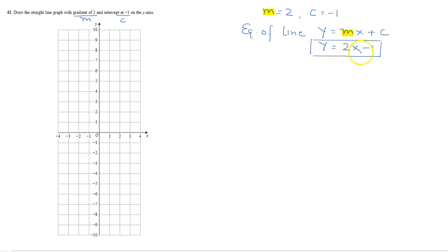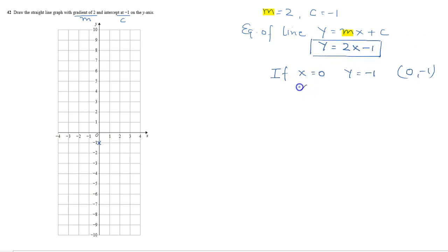Now how do we make the graph? We need 2 points at least. So if x is equal to 0, we put this 0. So y will be -1. So the point will be x is 0, y is -1. So where is this point? X is 0 and y is -1. This is our point.